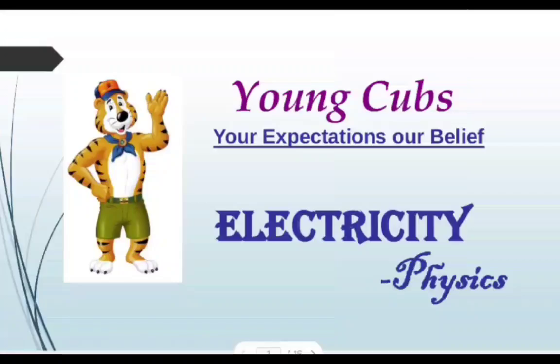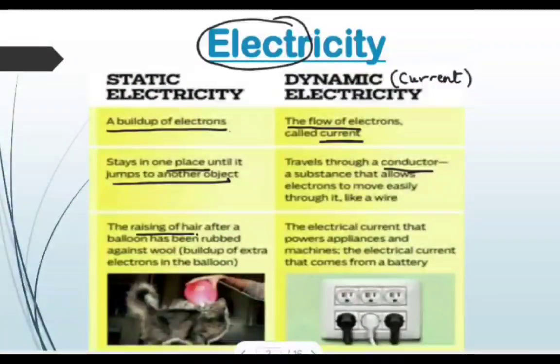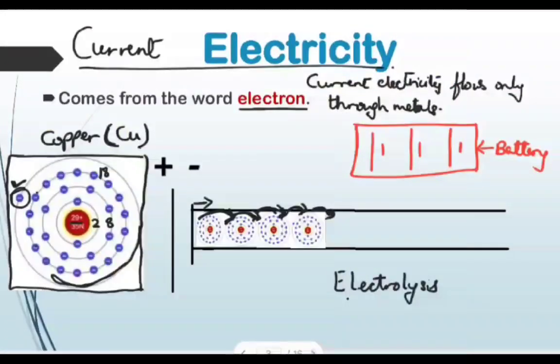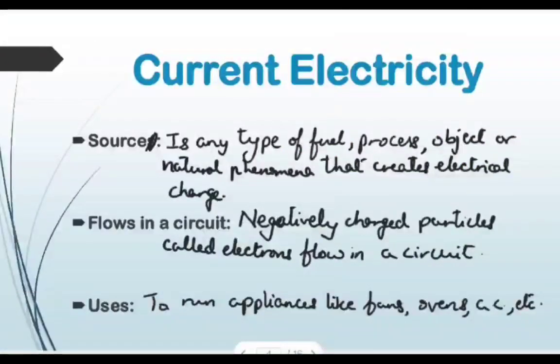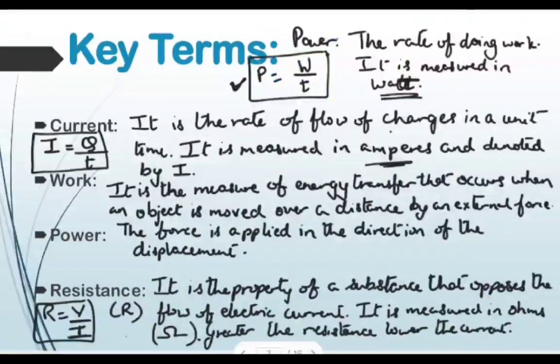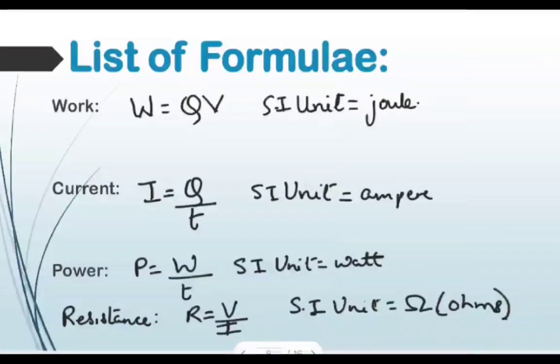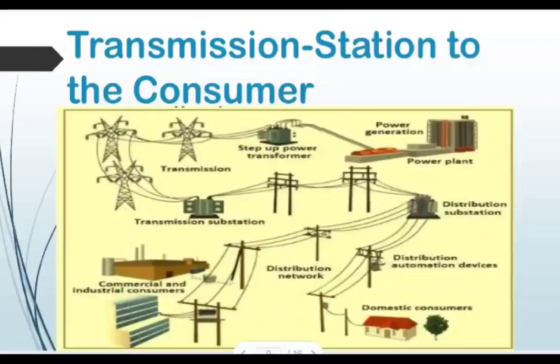Today we are doing Electricity Lecture 3. Till now, children, we have learnt about the different types of electricity, which are static electricity and dynamic electricity. We've learnt how electricity comes from the word electron and how electrons jump in a loop. Then we've also learnt about the different definitions. We've also learned about the basic formulas, and today we are going to talk about the transmission of electricity from the power generating power plant to the consumers.